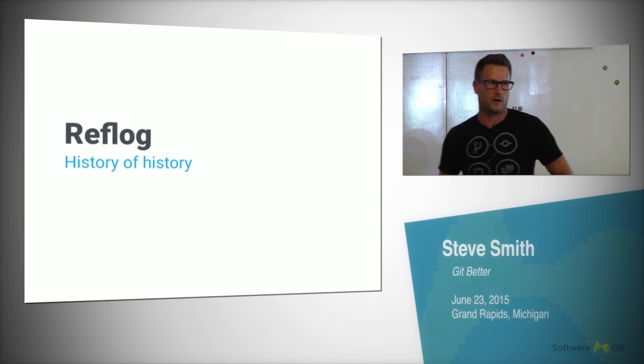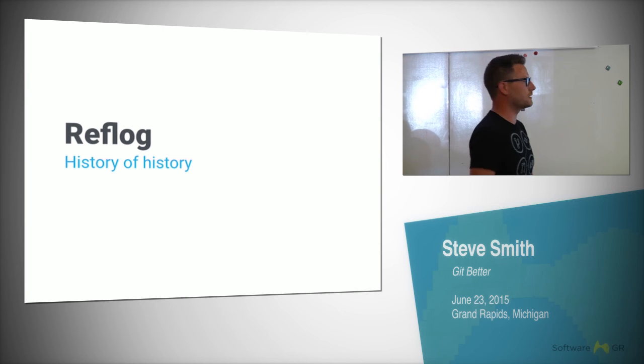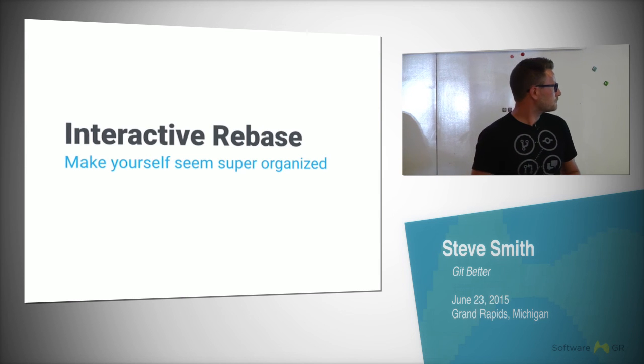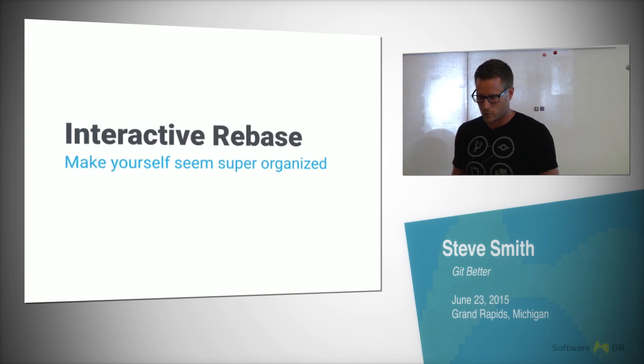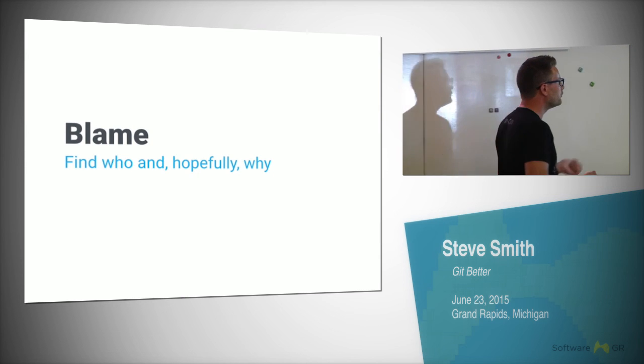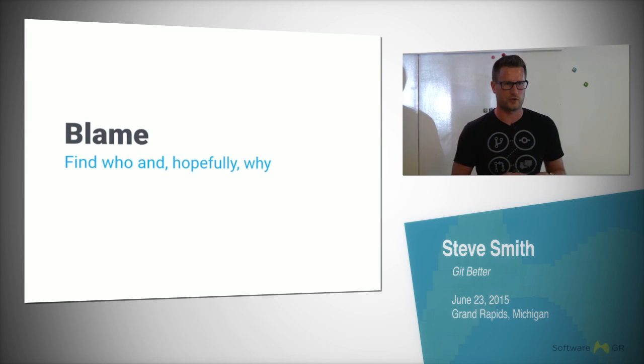If somehow a SHA or a commit that you made is unreachable, you can look back and find all that stuff that was made. Interactive rebase lets you seem more organized than you actually are. And blame will help you find out who did a change and hopefully why that change was made.